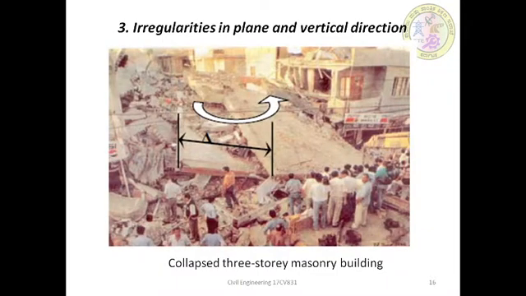Next one is irregularities in the plan and vertical direction. Load bearing walls of masonry buildings must be arranged in plan as regularly and symmetrically as possible with respect to the main axis. The figure shows the collapse of a three-story building subjected to torsion in the anticlockwise direction. The arrow mark shows how this twisting took place, so that the three-story building collapsed during the earthquake.